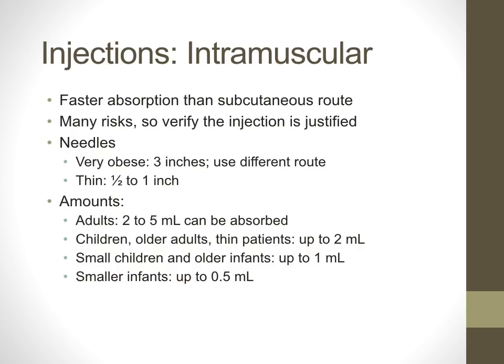For your children, older adults, and thin patients, it's going to be up to 2 mLs. Your little folk, your small children, older infants, up to 1 mL, and then your smaller infants are going to be up to 0.5 mLs. This is important to know. So if you have 10 mLs of medication to give to an adult, you need to either look into possibly giving the medication intravenously or explore the chances that you're going to have to give them 2 injections.